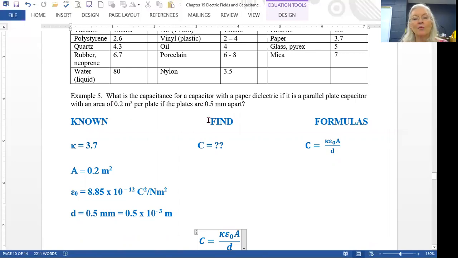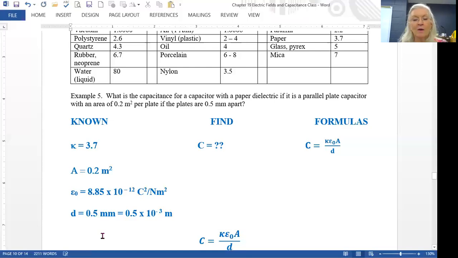So we write down what we know, what we're trying to find, and our formulas. Kappa is 3.7, we looked it up in the table. The area is 0.2 meters squared. Epsilon naught, they would give us, so 8.85 times 10 to the minus 12 coulomb squared per newton meter squared, and little d is the separation distance. They told us it was 0.5 millimeters, so that's 0.5 times 10 to the minus 3 meters. We're trying to find capital C, the capacitance, and we know that C is equal to kappa epsilon naught A over D. This is our formula.